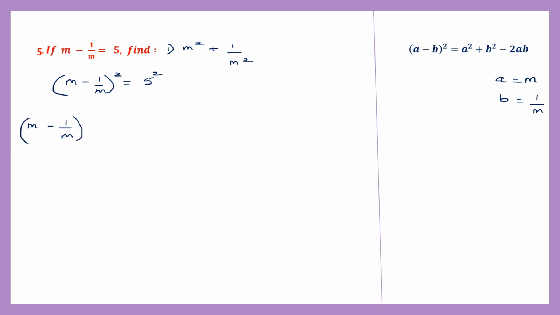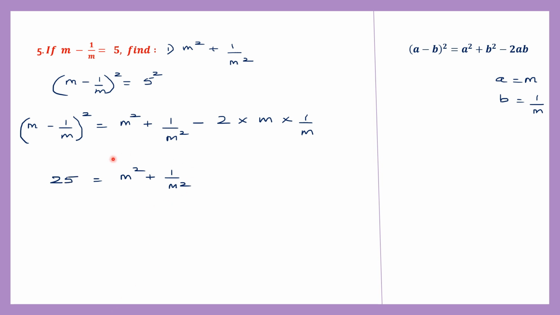So (m minus 1 by m) the whole square is equal to a square. And what is a? m. Plus b square. And what is b? b is 1 by m. So (1 by m) the whole square minus 2ab, minus 2 into a is m, into b. b is 1 by m. Now let's simplify this. So this will be m square plus 1 by m square. Now here (m minus 1 by m) the whole square is 5 square. So how much is 5 square? 5 fives are 25. So let's write 25.